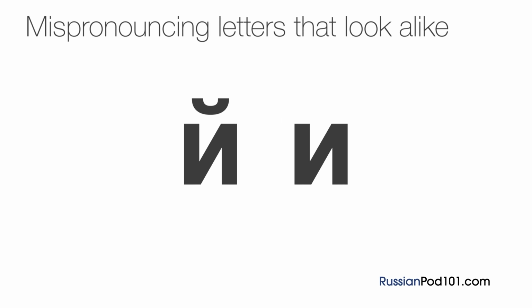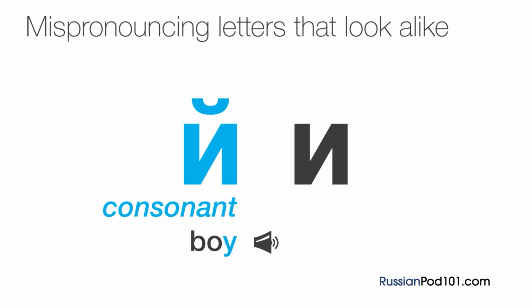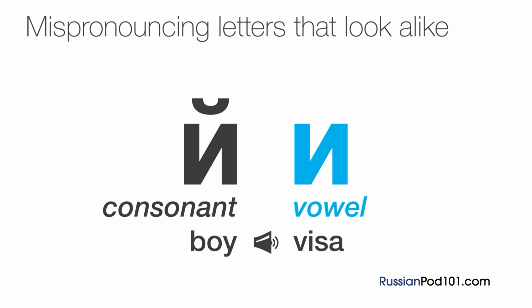Й. И. Many letters in Russian look very similar, and this can be a difficult problem for new learners. This is particularly true for these two letters. Й is a consonant, and it sounds like the Y sound in boy. И is actually a vowel, even though it looks very similar to the previous letter. It sounds like the I sound in visa.